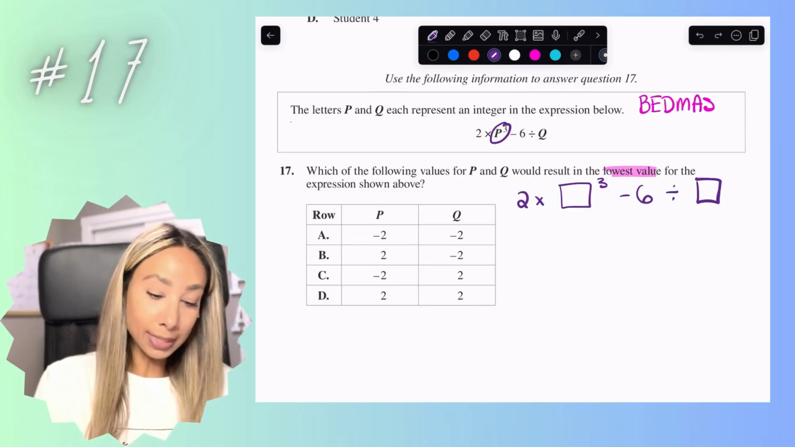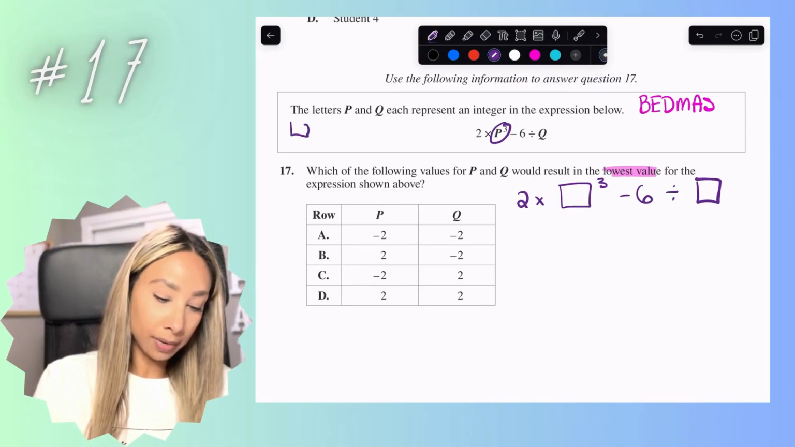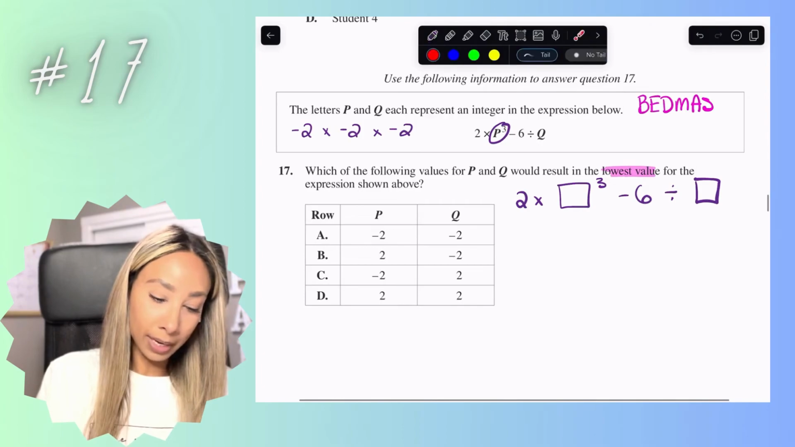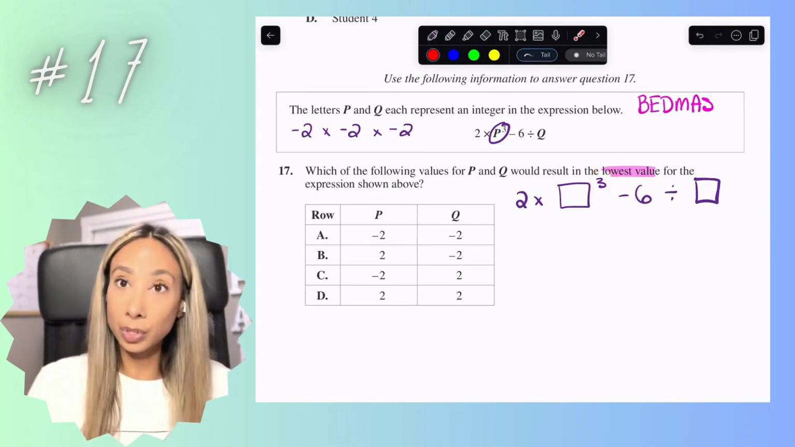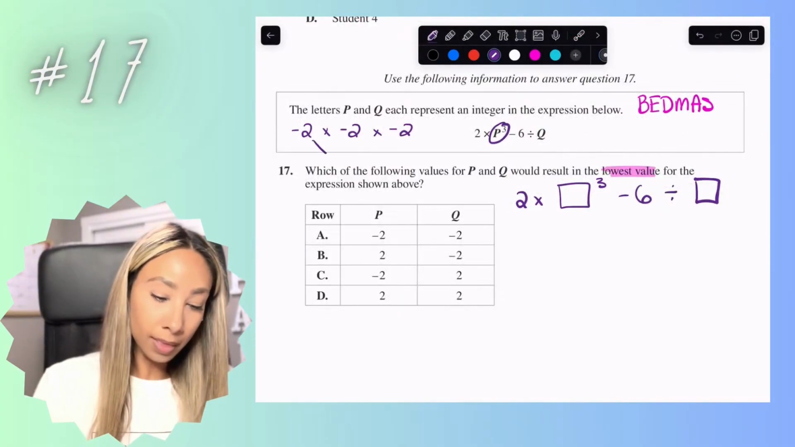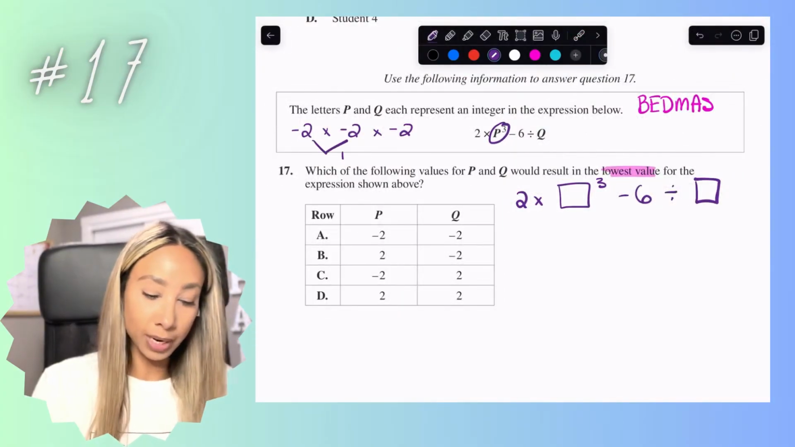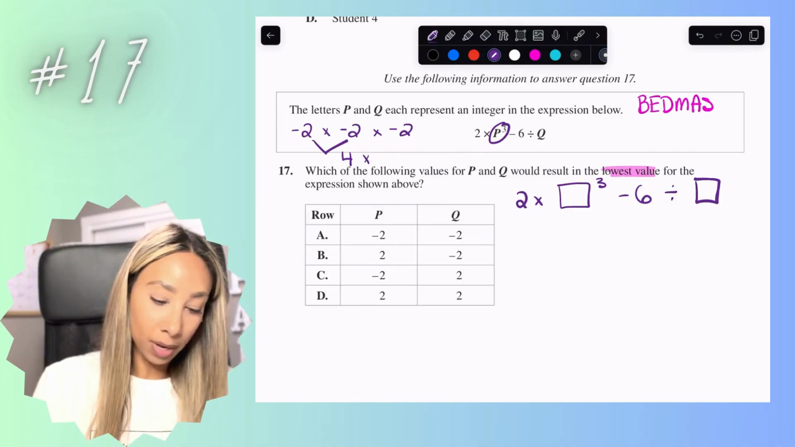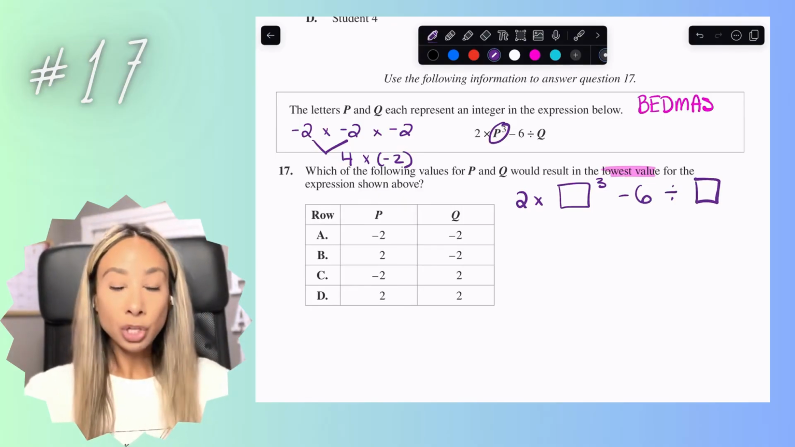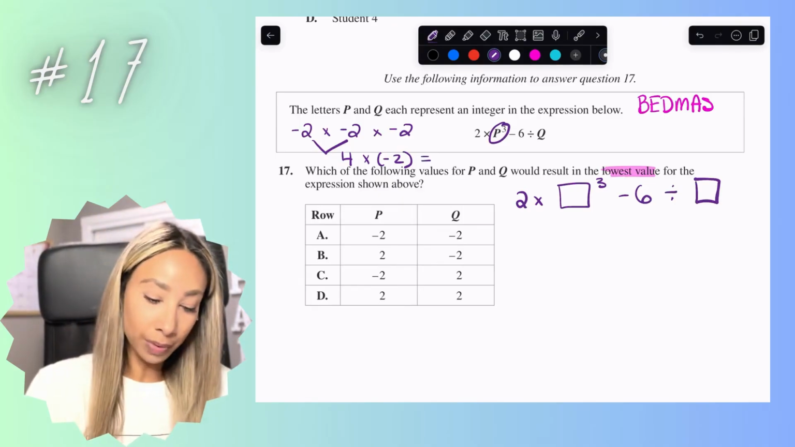So if P is negative 2, what we're saying is negative 2 times negative 2 times negative 2. And that's just coming from the fact that it was cubed here. So if that's the case, then I'm going to go ahead and say, well, negative 2 times negative 2 is going to give me positive 4 times negative 2 again. Now I'm putting that negative 2 in brackets just to give it a little hug. So 4 times negative 2, that's going to give me negative 8.